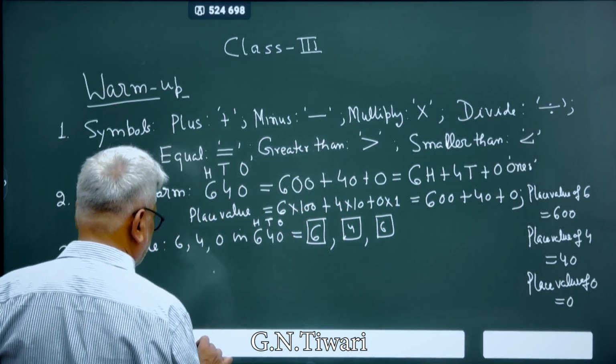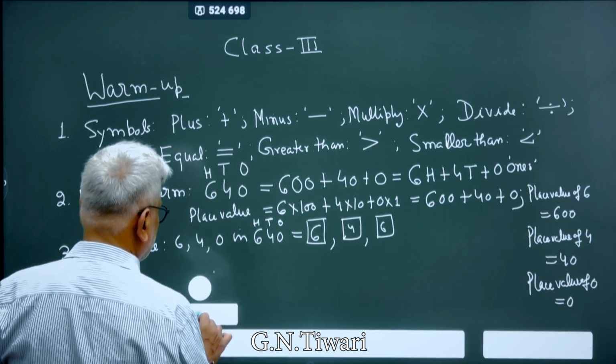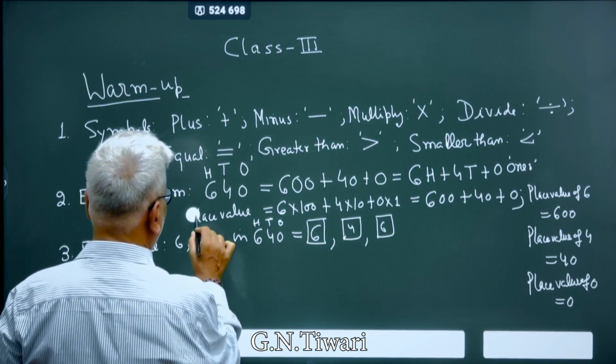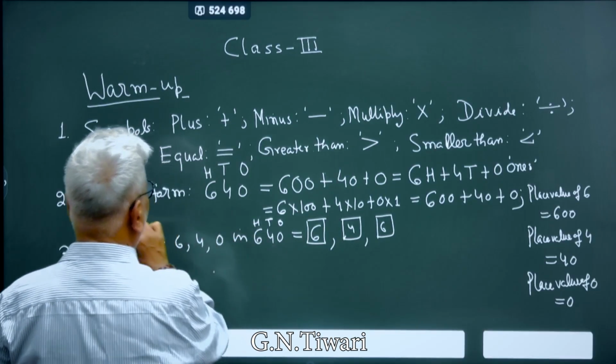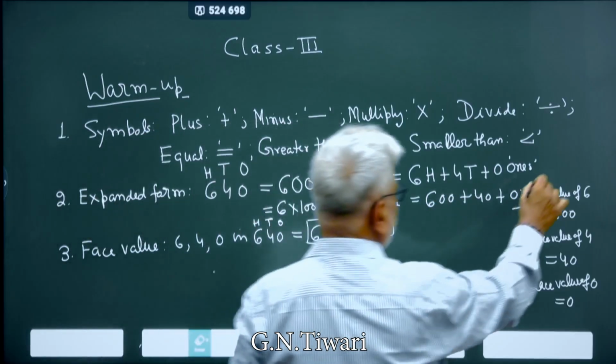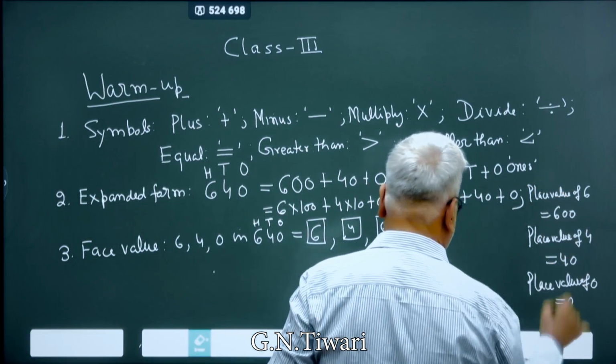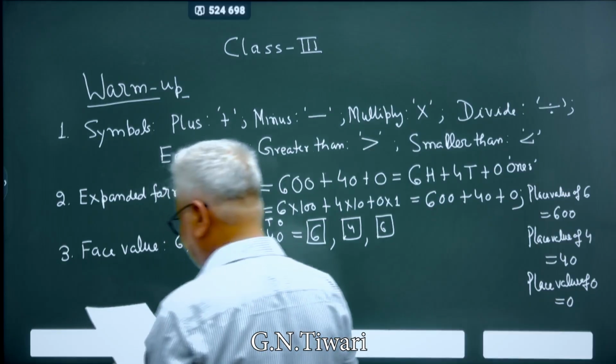and to avoid the confusion, we can erase place value here. Just avoid this one. So it will form expanded value and place value of 6, place value of 4, place value of 0. And here it is a face value.